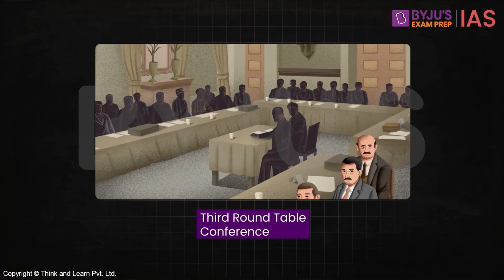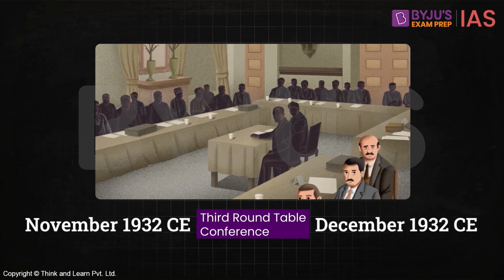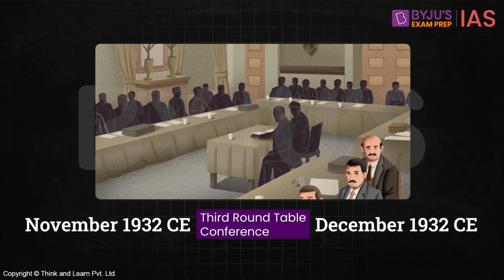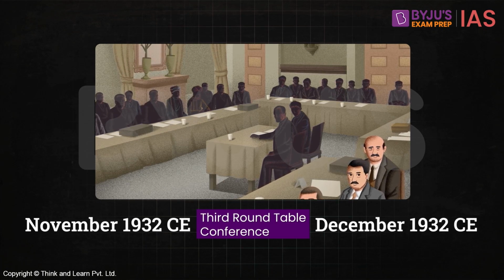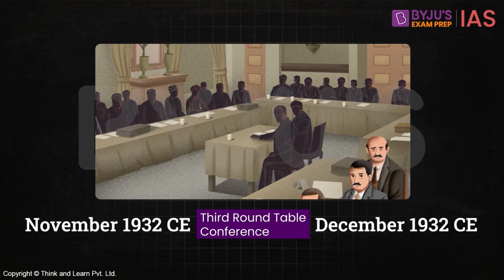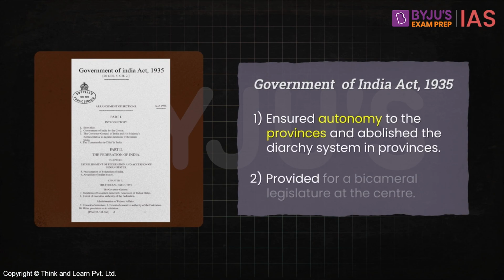The third roundtable conference took place in London in November and December of 1932. With many leaders of Congress behind bars, the third roundtable conference was conducted without the participation of the Congress. The recommendations of this conference became the basis for the Government of India Act 1935. The Government of India Act 1935 ensured autonomy to the provinces and abolished the diarchy system in the provinces, and also provided for a bicameral legislature at the centre.